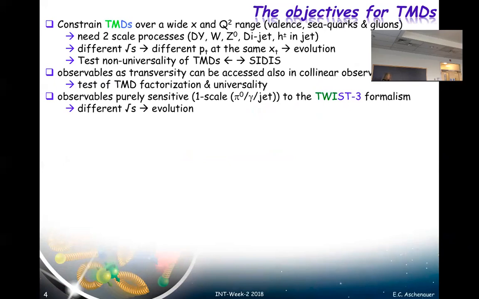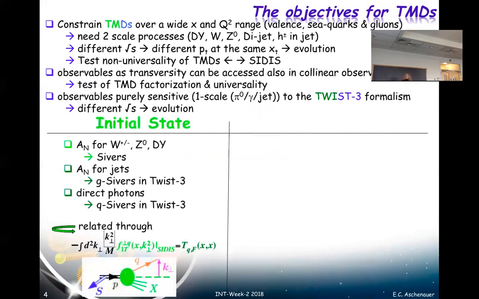One is the IFF, as I said, which Anselm will show. The other one is hadrons inside a jet, and we can test this. And then we have observables at one scale, like the pi 0, gamma, and jet, which are actually testing the twist-3 formalism. Again, we can measure for different square root s, and we can actually test the evolution of this twist-3 function, which to my understanding is at the moment pretty unknown.